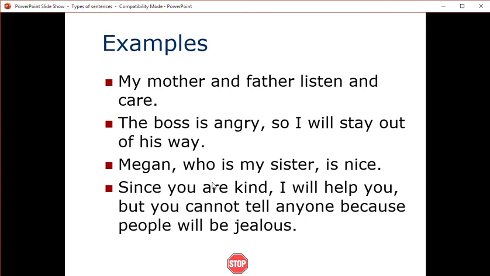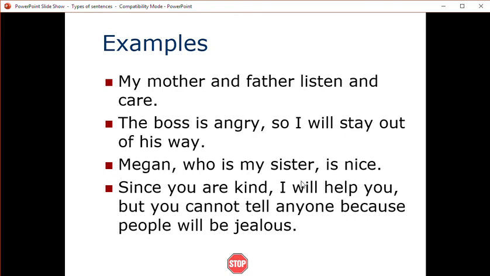Or this one, since you are kind, I will help you, but you cannot tell anyone because people will be jealous. And pretty obviously this one is compound complex. We got a baby here. Since you are kind is the sentence, but since makes it a baby. I will help you is a mama clause.